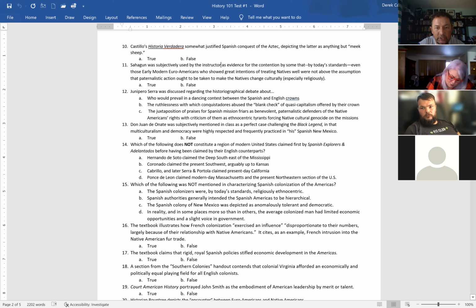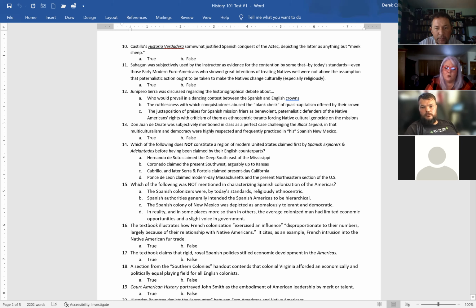Which of the following was not mentioned in characterizing Spanish colonization of the Americas? The Spanish colonizers were, by today's standards, religiously ethnocentric. Yes. Notice even in the Black legend handout, when I tried to defend the Spaniards, right? What was my argument? That they didn't know any better. That of course they were ethnocentric, looking through their own cultural lens at the Native Americans, but that we can't blame them for that. That's only natural. So of course, right? I contend in the argumentative handout that they were religiously ethnocentric.